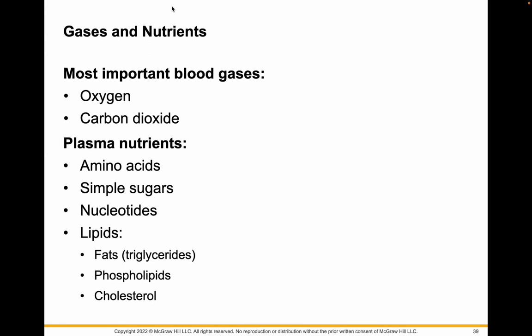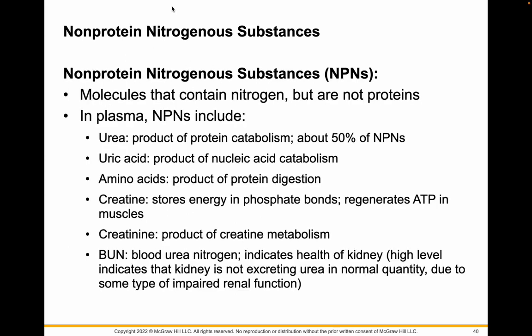The nutrients found in the plasma, they could be amino acids or simple sugars, nucleotides and lipids, all stuff from what we've eaten. Let's talk about the NPNs, the non-protein nitrogenous substances. Of course, there's proteins in the blood, and proteins do have a nitrogen component, but not everything that has nitrogen is a protein. So that's what they're talking about, is what are the stuff in the plasma that has nitrogen but really isn't a protein.